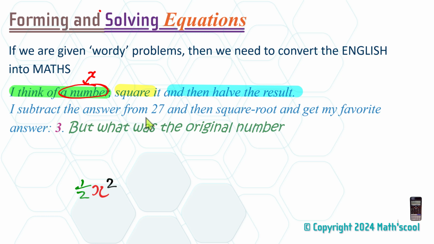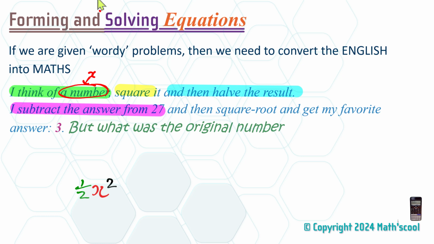I subtract the answer from 27. So you've got to get this the right way around. Subtraction and division are always awkward. You've got to get them the right way around. Get it the wrong way around, it's going to ruin everything.